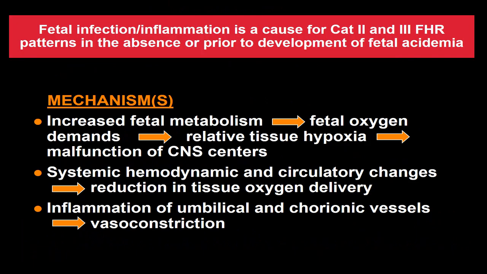The mechanism or mechanisms by which fetal infection/inflammation may cause abnormal heart rate patterns in the absence of fetal acidemia include: number 1, increased fetal metabolism can lead to increased fetal oxygen demands with relative tissue hypoxia that can cause malfunction of fetal CNS centers that control fetal heart rate. Also, systemic hemodynamic and circulatory changes could end up reducing the tissue oxygen delivery at the periphery, and also vasoconstriction of umbilical and chorionic vessels due to inflammation.